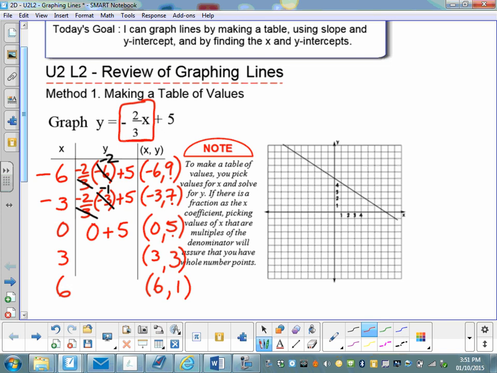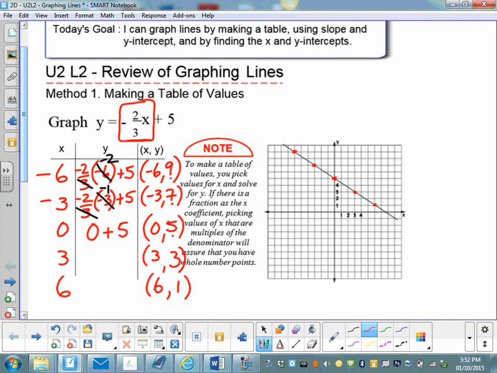Now, I've already got the line on the page here. We'll double check that these points are on that line. So if I go to negative 6 and 9, that gives me a point right there. Negative 3, 7. There's that point right there. 0, 5. 3, 3, and 6, 1. Okay, so there's the line that represents that table and that equation.